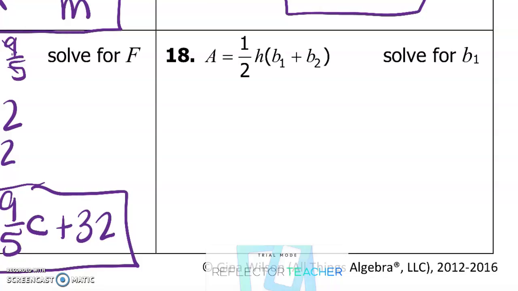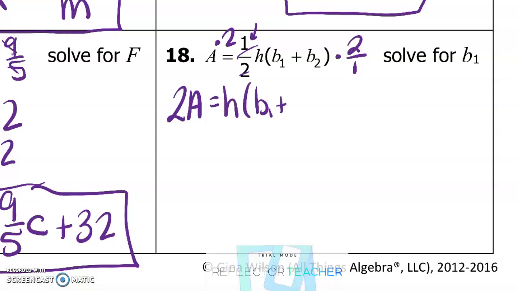And finally, 18. Normally when we see a set of parentheses, we distribute, but in these problems, we don't distribute. First, we need to get rid of the stuff on the outside of the parentheses. So we're going to get rid of 1/2 first. Some of you might feel comfortable doing this all in one step. I'll show you another trick you can do for this so that you can do it all in one step. Okay, so we're going to multiply by 2 to get rid of this 1/2. So 2a equals h times b1 plus b2.